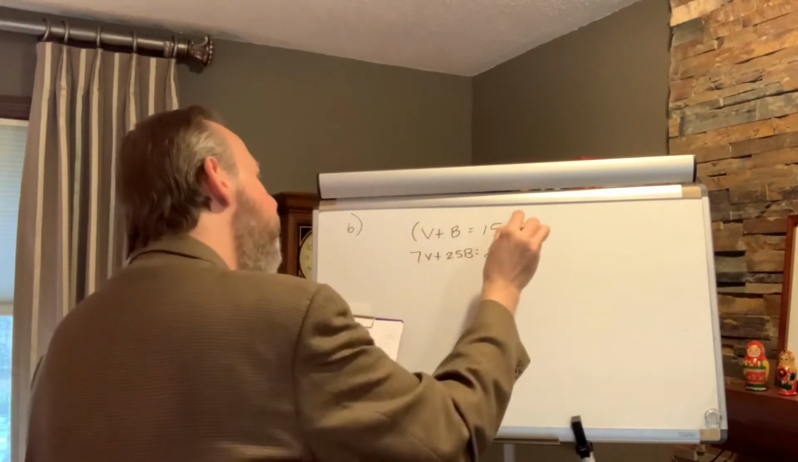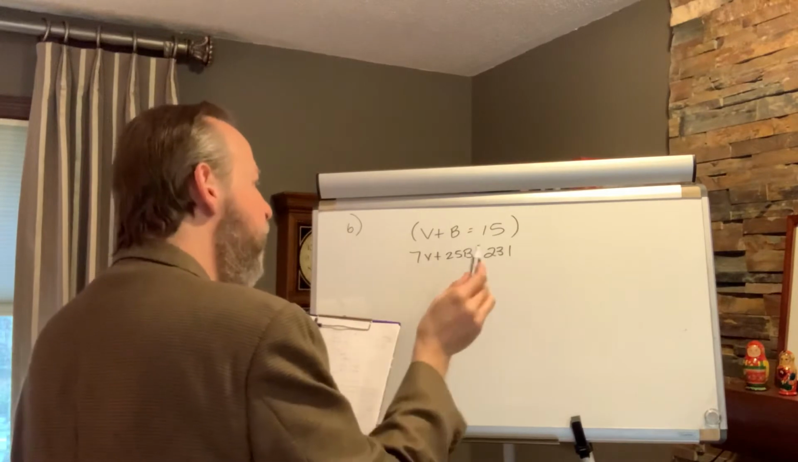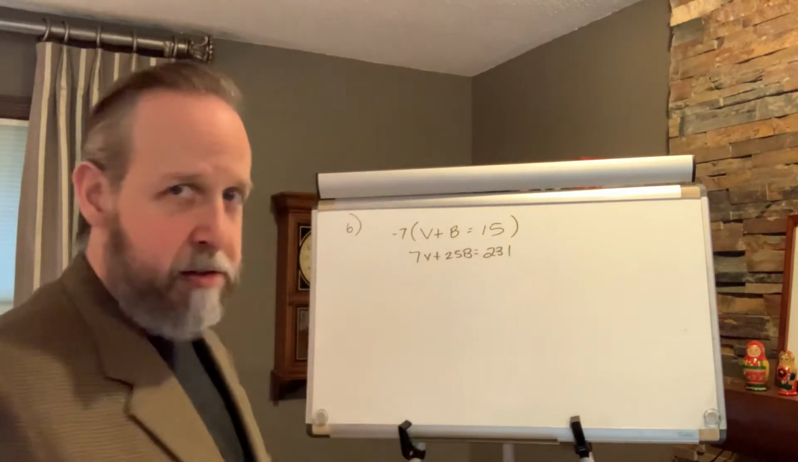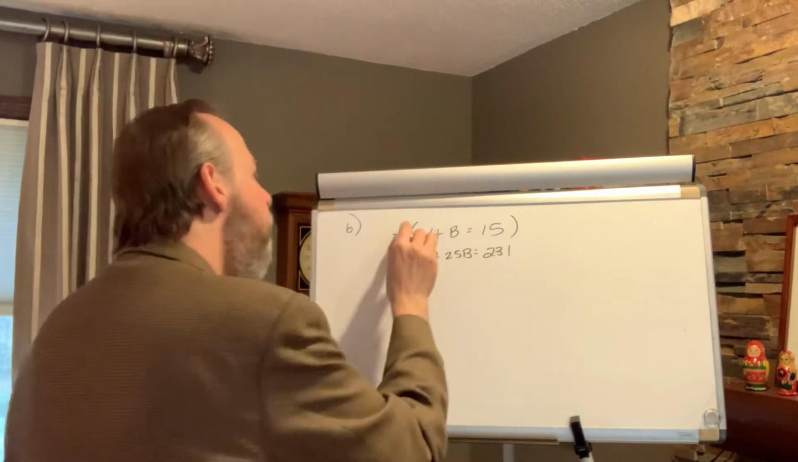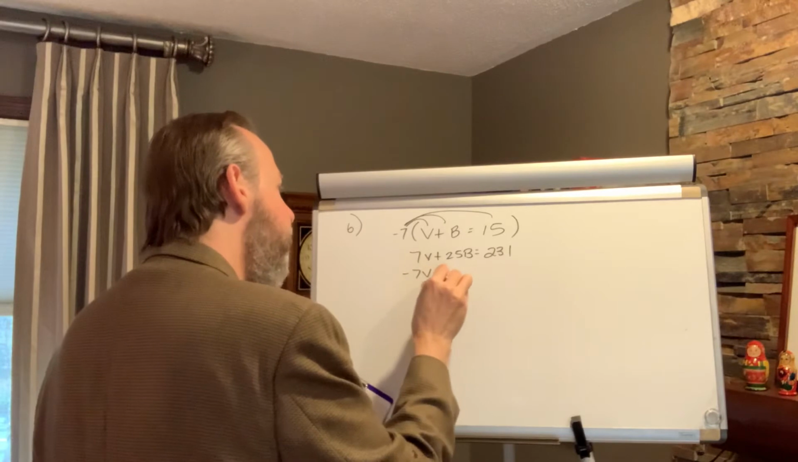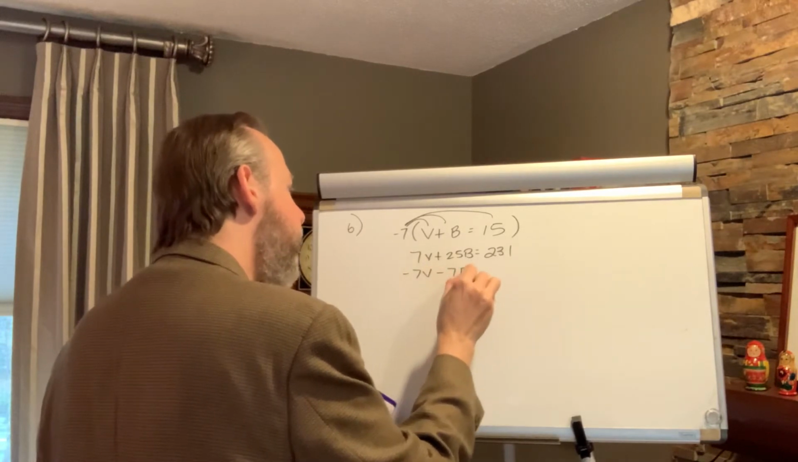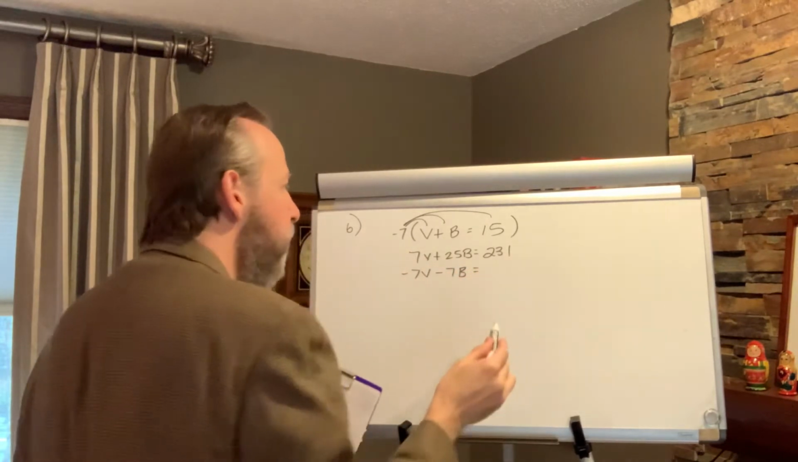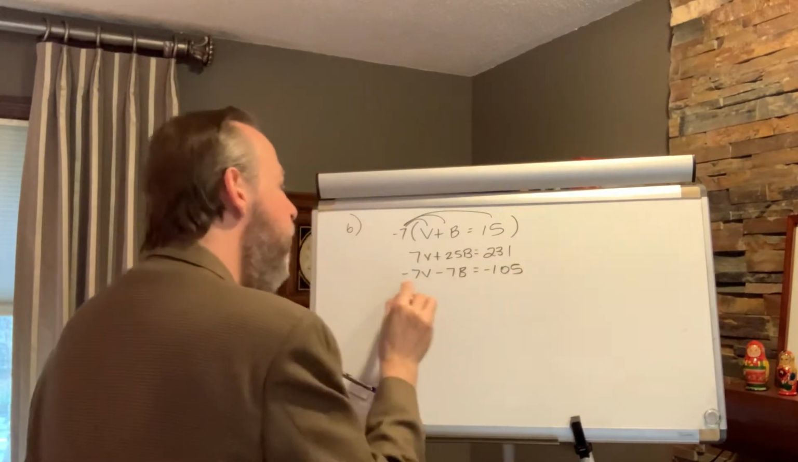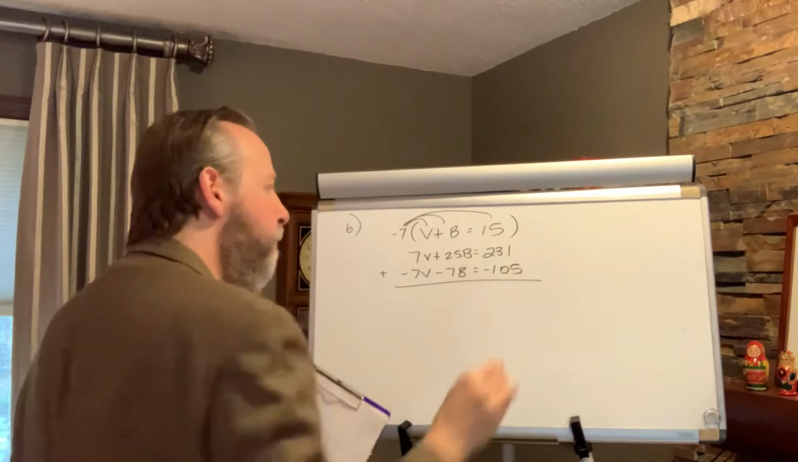Once again, I'm going to multiply the entire top equation. I'll choose the smaller number, so negative 7, to cancel out the vans. And then I'm going to distribute negative 7. So minus 7v minus 7b equals, what's 7 times 15? Negative 105. And again, I'm going to add them up vertically.